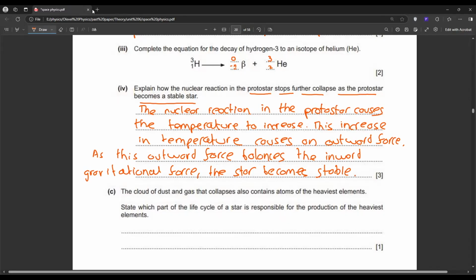The cloud and dust that collapses also contains atoms of the heaviest element. By this only I know what is going to be asked about. Supernova. Always remember, heaviest elements are formed in the supernova. State which part of the life cycle of a star is responsible for the production of the heaviest elements. Supernova. Let's further move ahead.